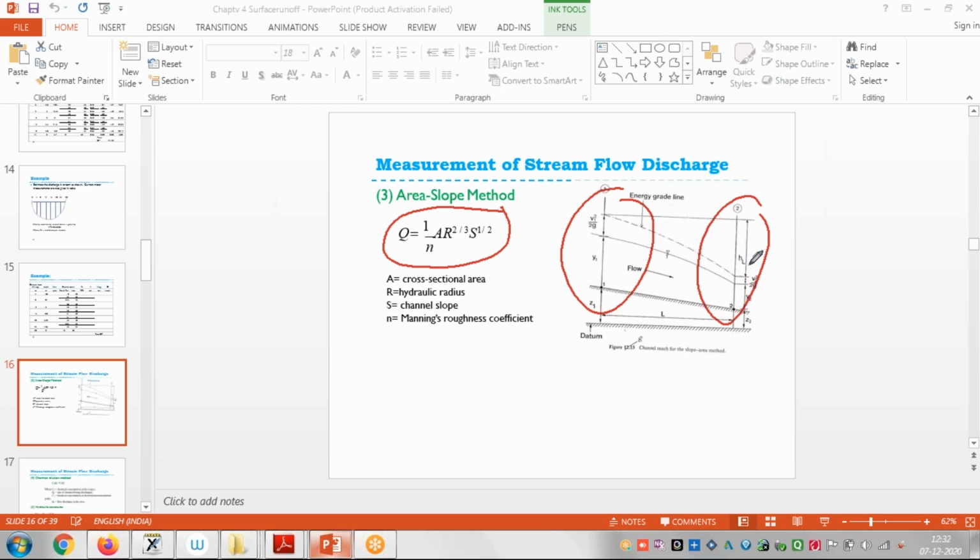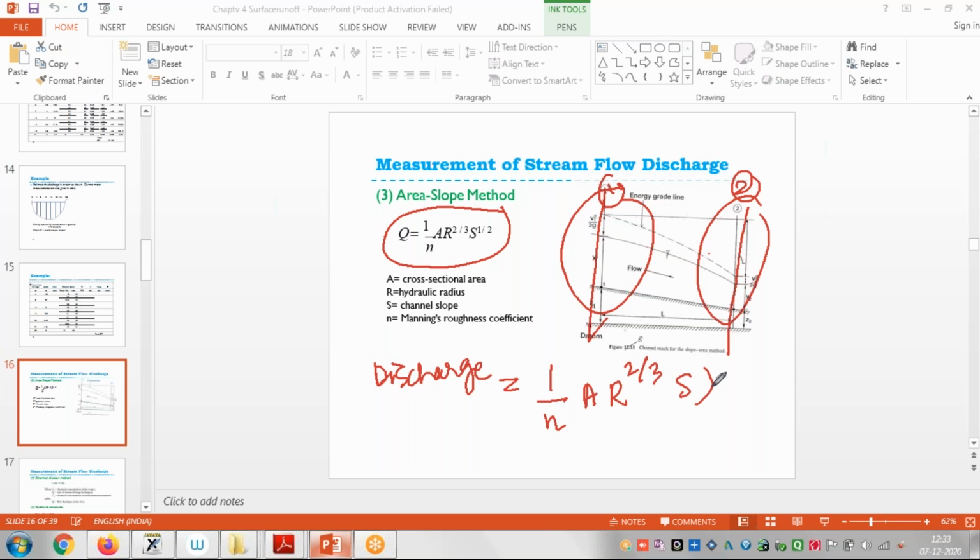So through this, we calculate the discharge at the section, right? This is section 1, this is section 2. So through this, we calculate the discharge, where this Q is what? Discharge. And the formula is Q equals 1 upon N, A into R raised to the power 2/3, S raised to the power half. Now, what is S, what is R, what is A?